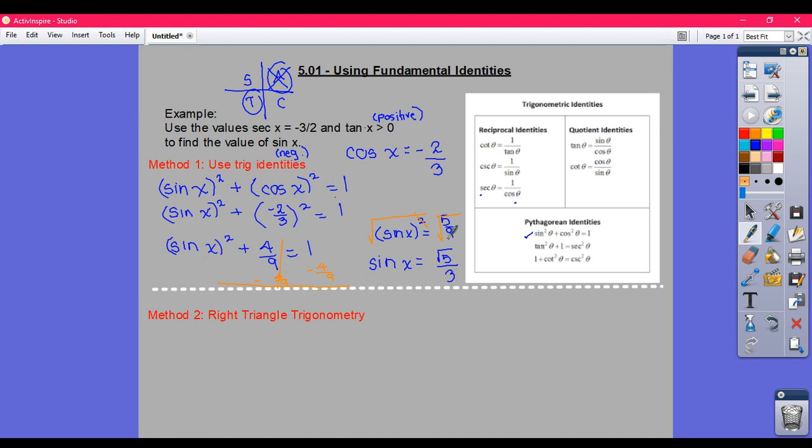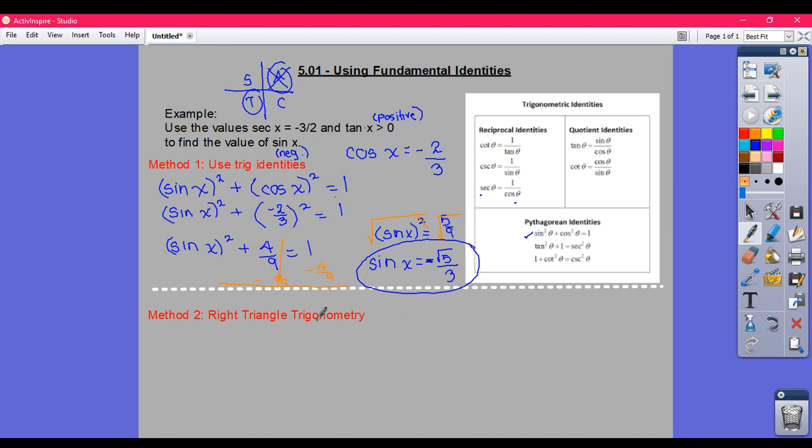Now, another fact is that when you square root a value, you should have positive or negative. So remember back in the beginning, we determined that the sine value was negative. So sine should be negative, not positive or negative, not both of them, just one. And there we are. So one of the ways you can use is the trig identities.